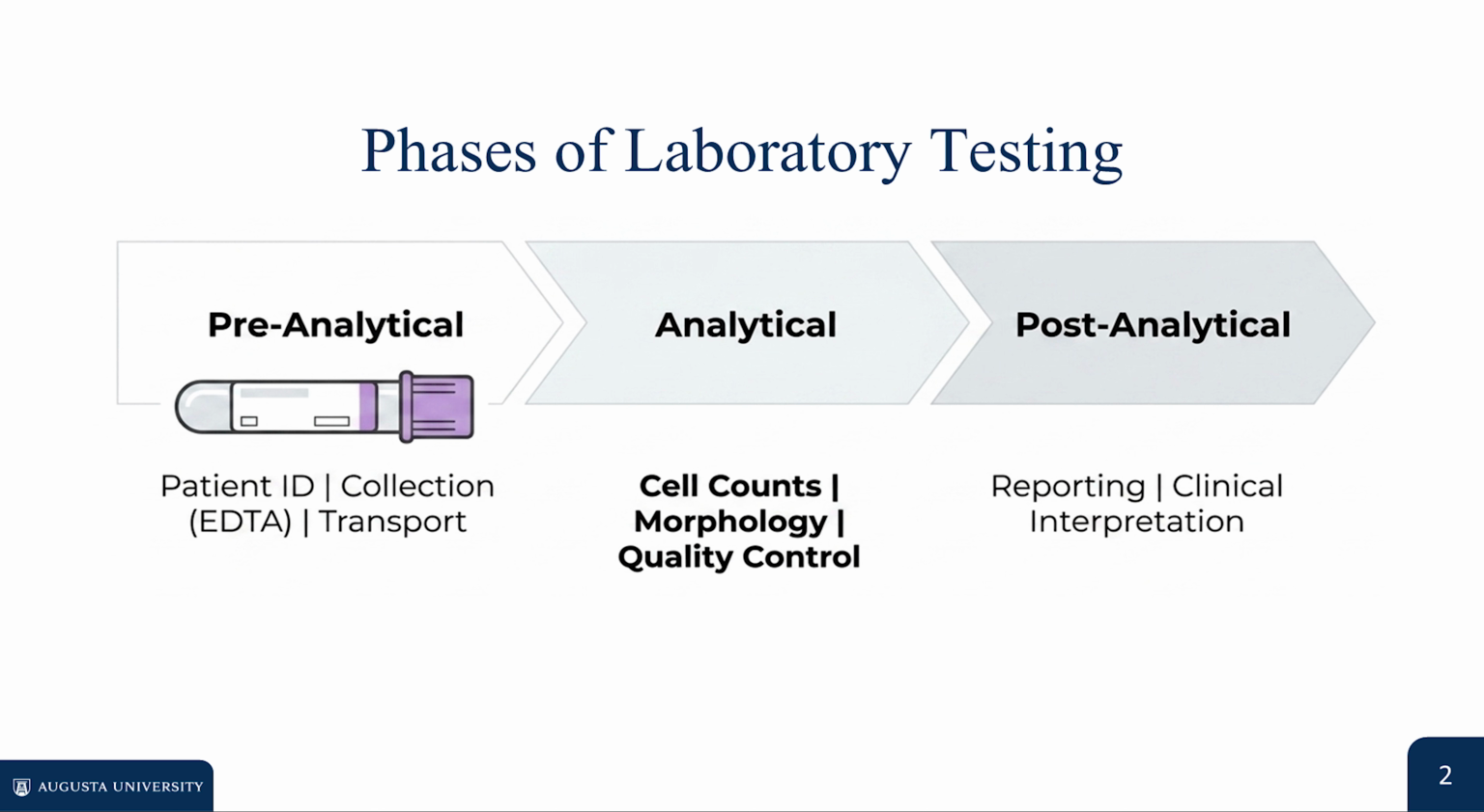Once the sample enters the analytical phase, the automated analyzer performs direct cellular counting, hydrodynamic focusing, chemical lysing, and spectrophotometric absorbance measurements alongside internal quality control checks. Finally, the post-analytical phase focuses on data verification, applying the rule of threes, evaluating histogram morphology, and releasing validated clinical reports into the electronic medical record.